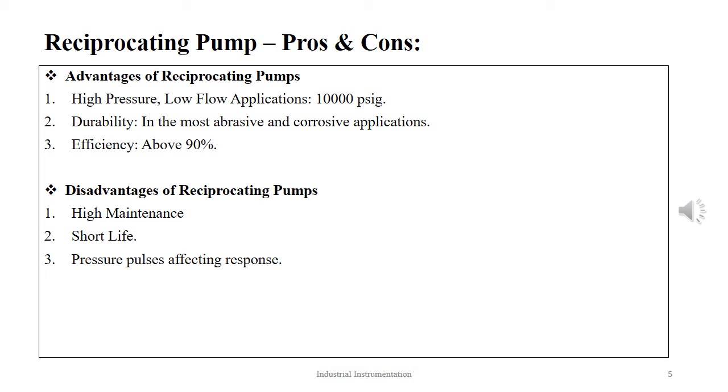The salient advantages of the reciprocating pump are they can cater to high pressure and very low flow applications. The pressure can go as high as 10,000 psig. They are highly durable in very abrasive and corrosive applications, and the efficiency is well above 90%. The limitations are, however, they are high maintenance devices, they have short life, and generation of pressure pulses affects the response.